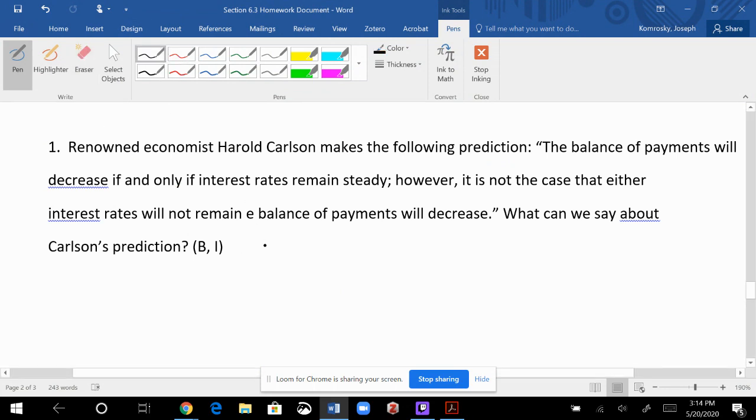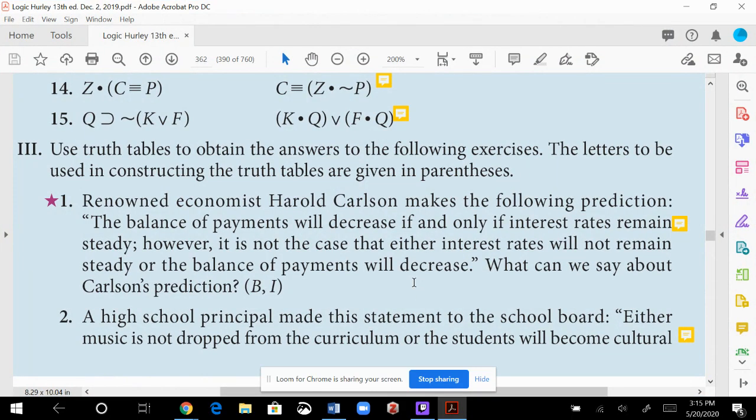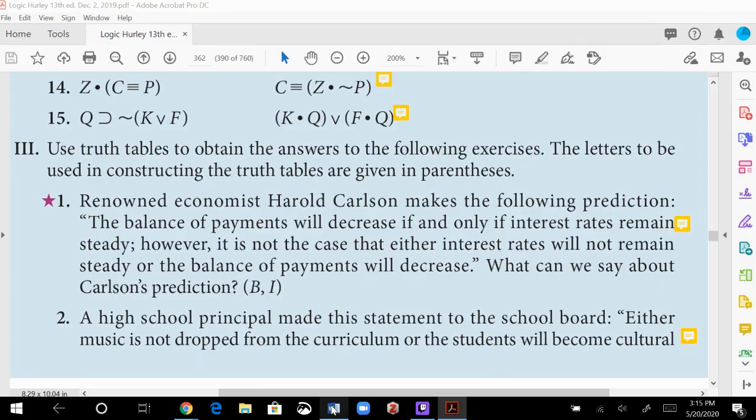So again, two propositions, four lines on the truth table. And let's look for some trigger words. Renowned economist Harold Carlson makes the following. The balance of payments will decrease if and only if. And then however, and it's not the case that, because we've got a negation in there. Ooh, we got an either. Or the balance, steady, or the balance.